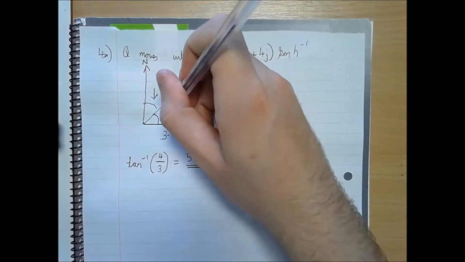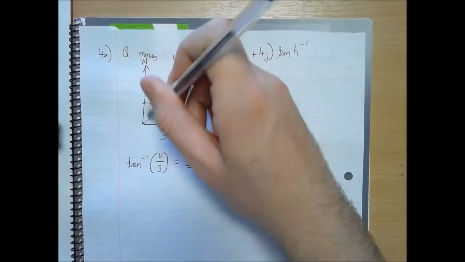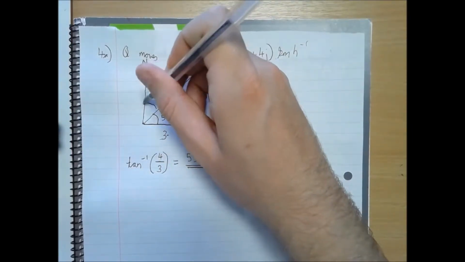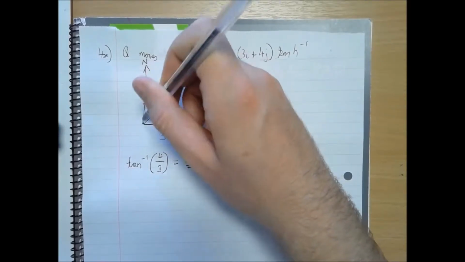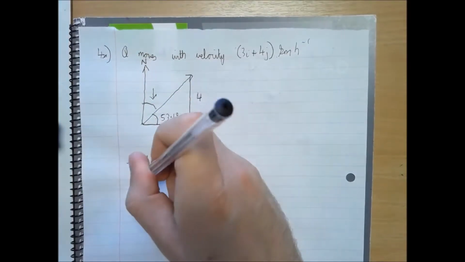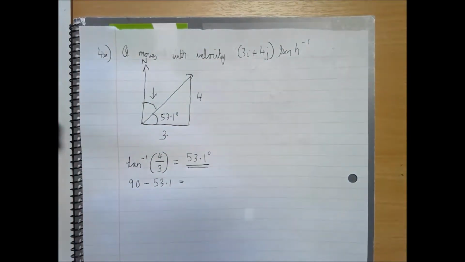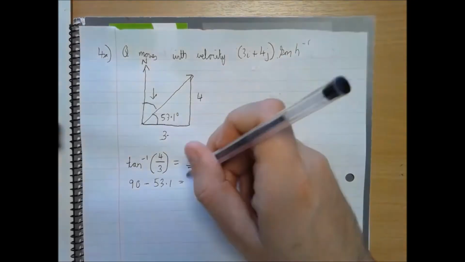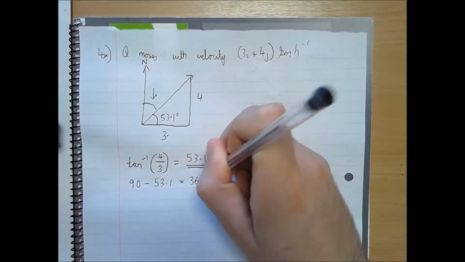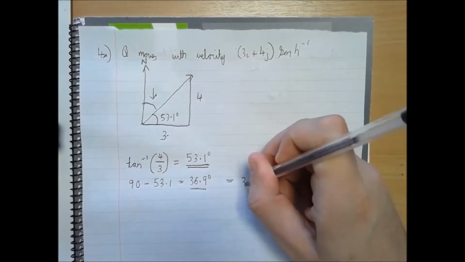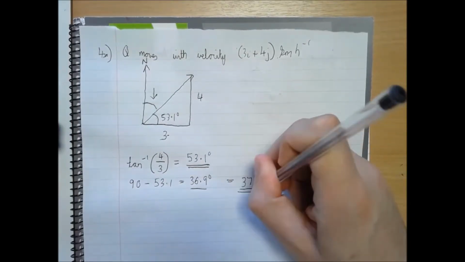So we know this is 53.1, and of course we're after the bearing in which it's travelling. So we want to find out what this angle is here. We know this is going to be a right angle, so in order to find that, we're just going to do 90 take away 53.1. That will give us 36.9, and of course the question wants it to the nearest degree, so our final answer there is 37 degrees.